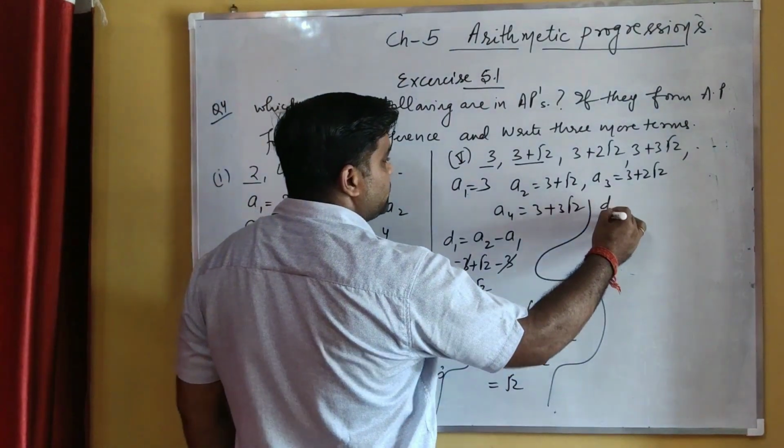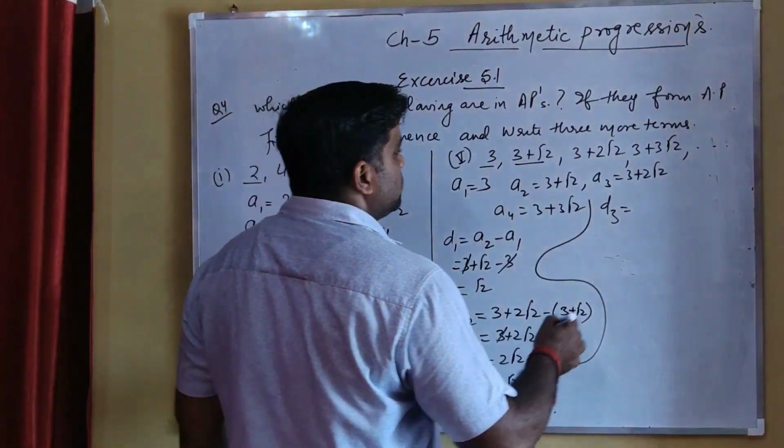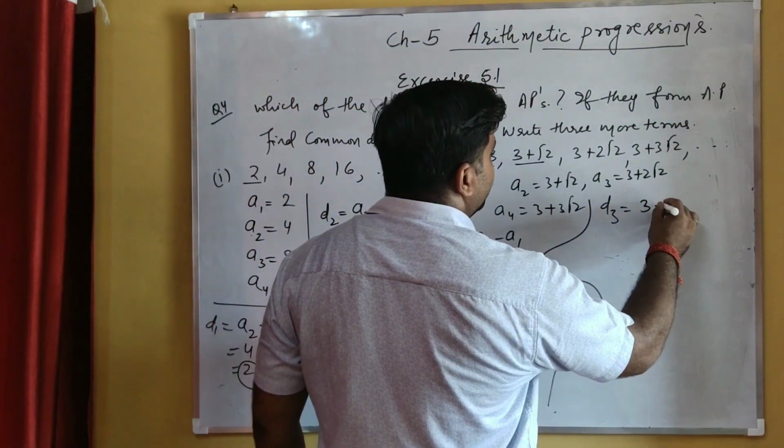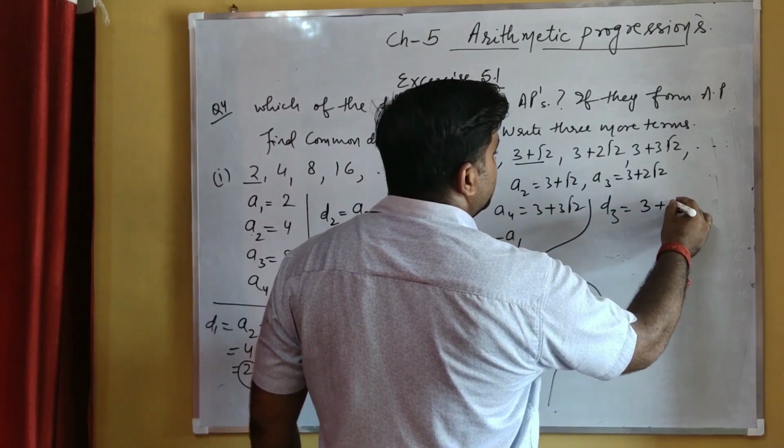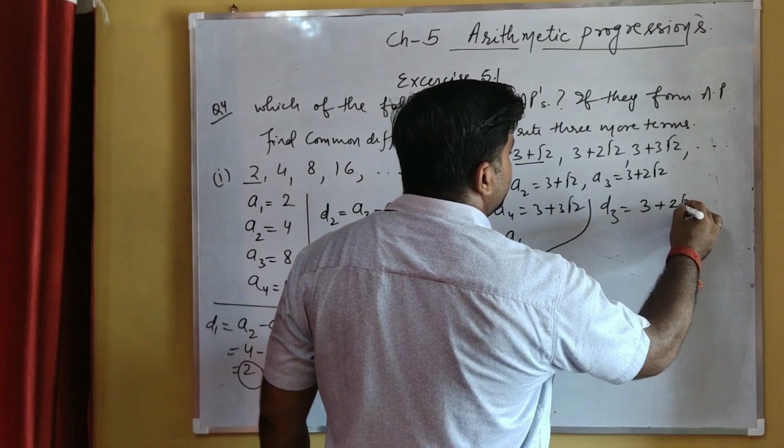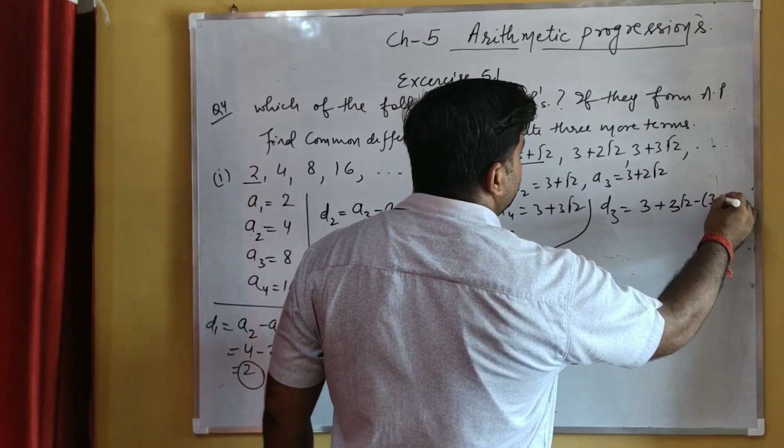Now let us come to the common difference between the fourth term and third term. So I am writing it directly: 3 plus 3 root 2, sorry, 3 plus 3 root 2 minus 3 plus 2 root 2.